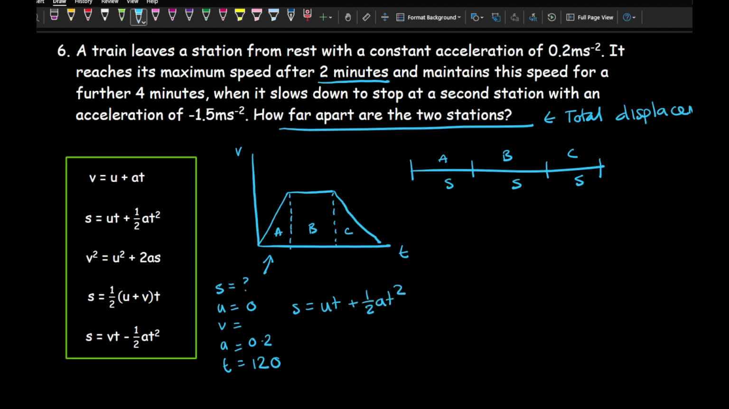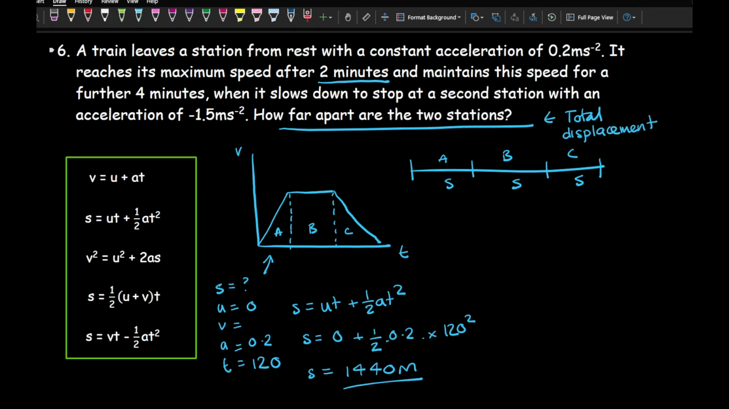So substituting the values in, we've got S equals, and then UT is just going to be 0, plus a half A, which is 0.2, multiplied by T, which is 120 squared. Now if I type that all into my calculator, I should end up with an S value of 1,440 meters. So that's my first S done. Now let's have a look at the second section. So this is our B section.